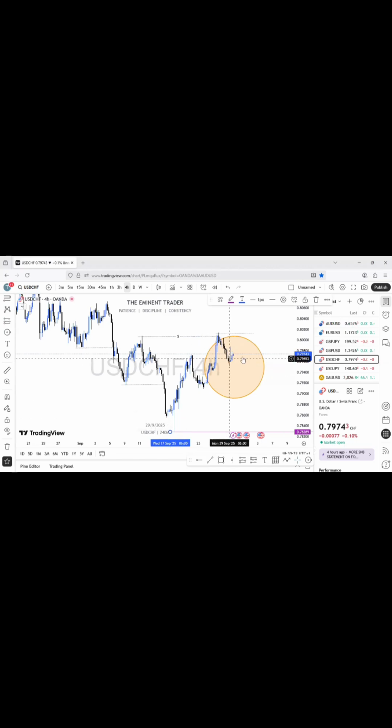Always wait for a break of structure. It gives you higher probability setups when you wait for a break of structure and you don't just enter based on the shift or change of character. The shift is very clear, but this is the main shift. This is not the shift. This one is just internal structure.